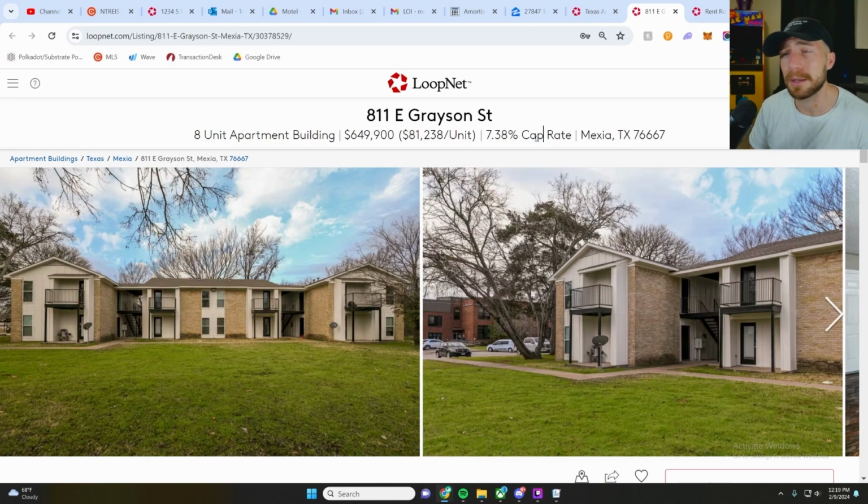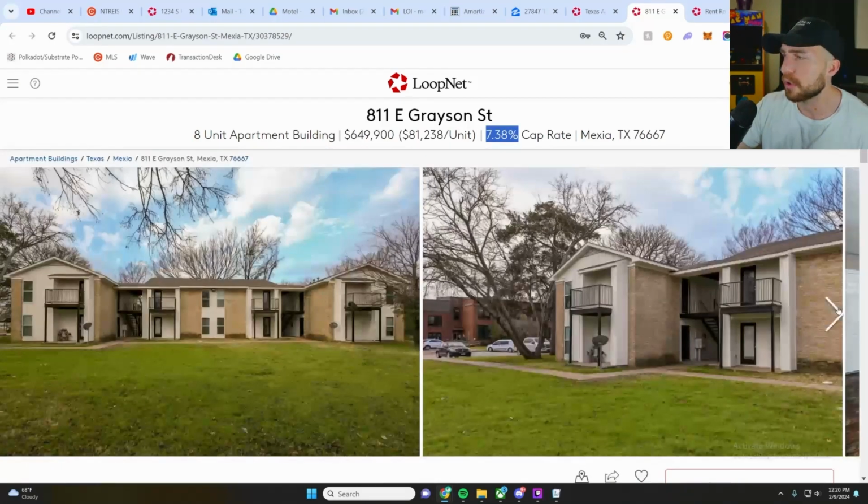So 7.38% is not bad. Right now, US Treasury bonds, you can go to your savings account, you can get like 5%. So 7.38% is not bad. It's not amazing. It's not bad, but you also get appreciation, right? And you get depreciation. So there's more benefits to real estate than just this number. But this just gives you a guide. So we're going to work on calculating the cap rate here.